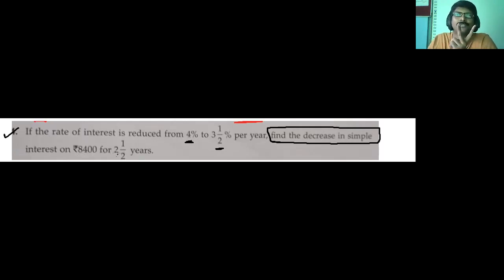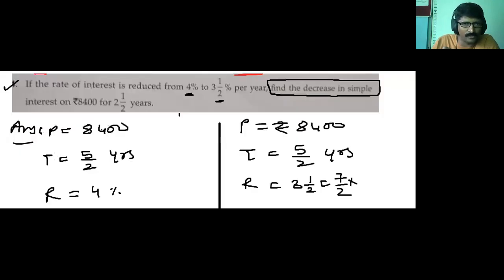So there are 2 cases that are discussed. One is the rate of interest with 4% and one is the rate of interest with 3.5%. What will be the decrease in the simple interest? So case 1, very simple guys, just pay attention. There are two cases. Principal is 8,400, time is 5 upon 2.